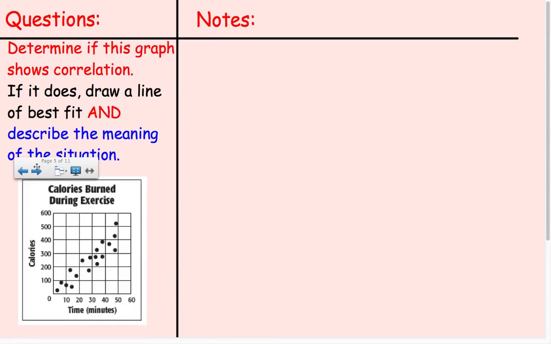Determine if this graph shows correlation. So let's do that first. It looks like my dots are going up from left to right, so that would be positive correlation. We drew our line of best fit, so let's describe the situation. This graph is called calories burned during our exercise. So on our x-axis, we have the amount of minutes people worked out, and on the y-axis, we have the number of calories people burned.